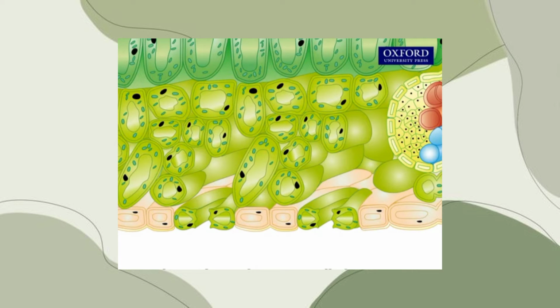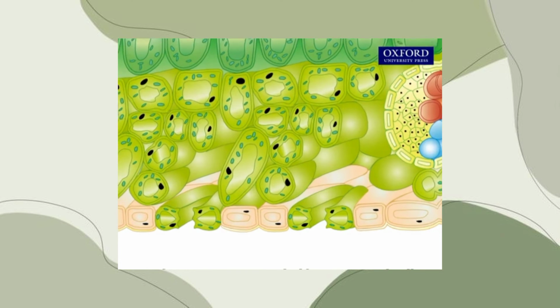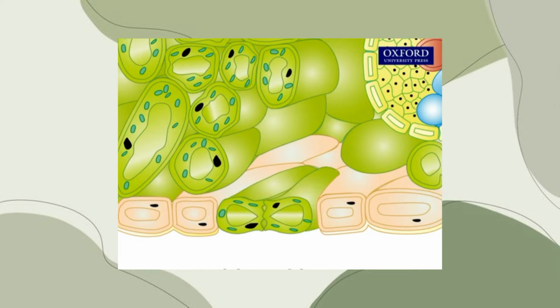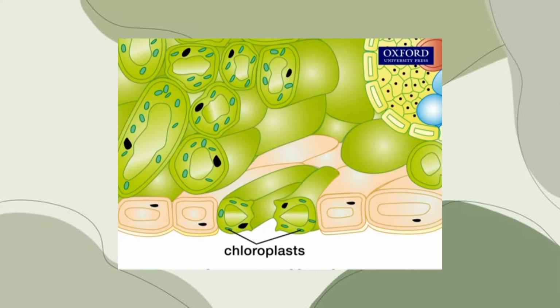The epidermis has pores called stomata, where gas exchange takes place. Each stoma is surrounded by two guard cells. The guard cells control the opening and closing of the stoma. Unlike epidermal cells, they contain chloroplasts.